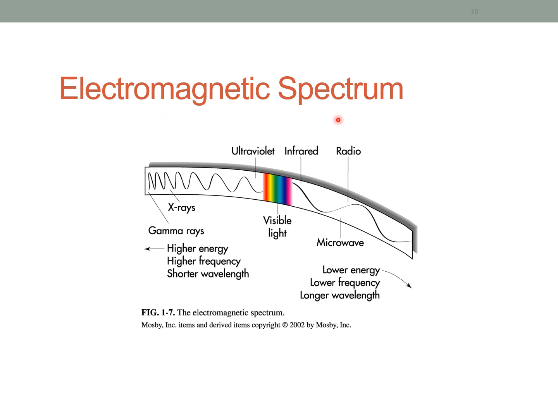Again, here's the electromagnetic spectrum. You have UV light, infrared light, radio light, microwave. So this is the same as the other diagram that I just showed you earlier, but it's important to know why. So low energy, low frequency, longer wavelength. So these are going to be your weaker energies. These are going to be your higher energies, higher energy, higher frequency, shorter wavelength. So this is going to interact more with the tissue.